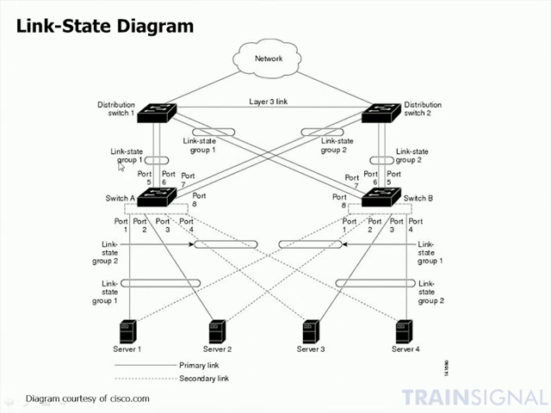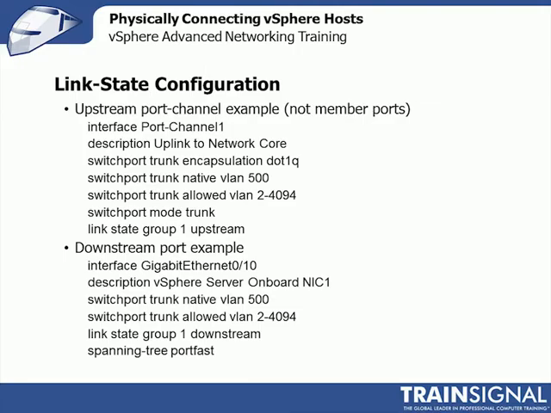So if we sever these connections here on 1, it will sever these here and pass that link down message. But we still have secondary functionality over to the other switches. So again, you're just grouping ports together and saying, look, if I lose you up here, down these ports down here. And here's a quick example showing the link state configuration.